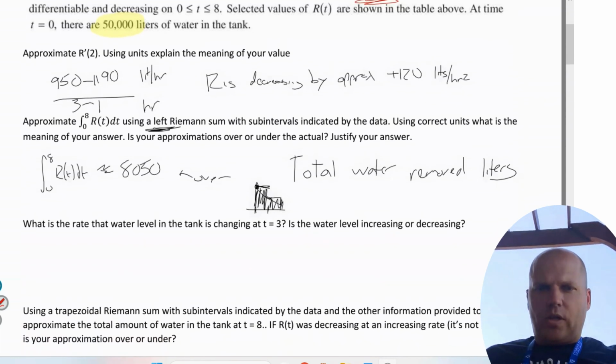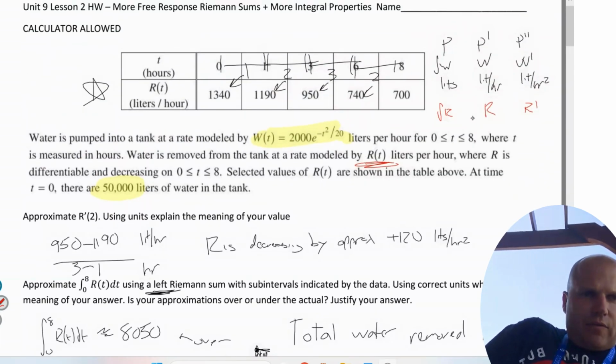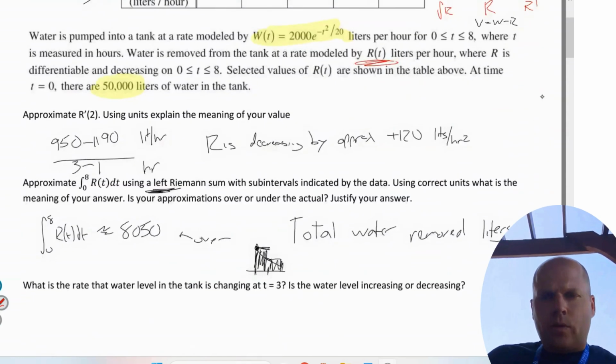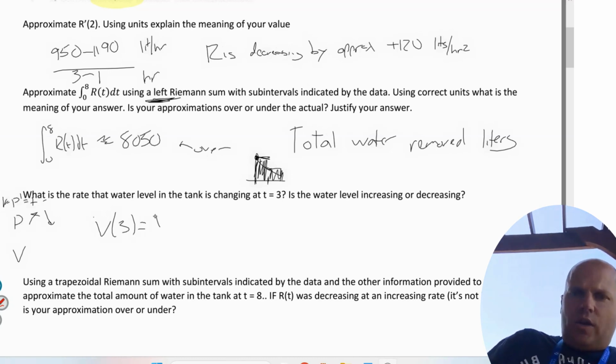What is the rate that the water level is changing at t equals 3? This is when we look at the velocity of our overall situation, where the velocity is W minus R. I want how the position is changing. I want the derivative of the position. I want the velocity value. The velocity at 3 is W of 3 minus R of 3.